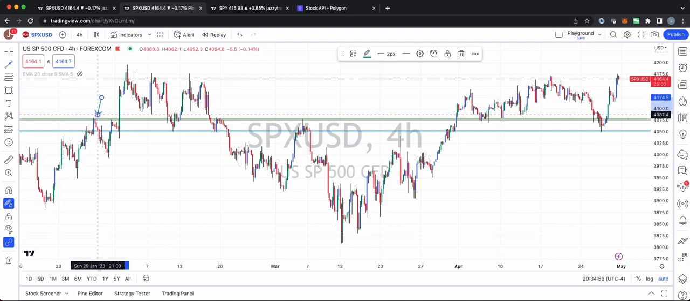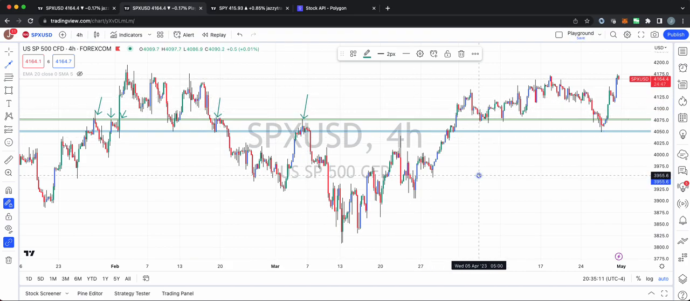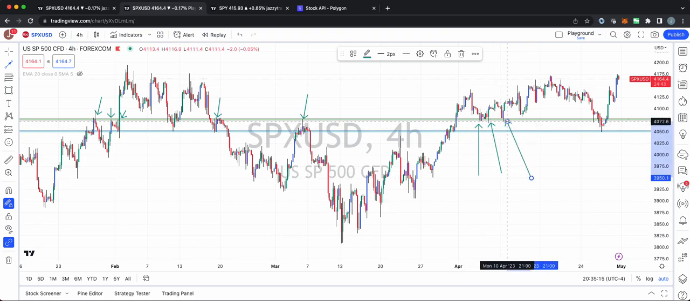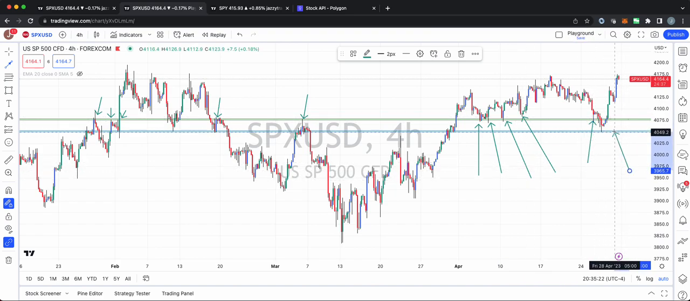So rejection, rejection, rejection, consolidation here, multiple rejections, huge rejection, bounce, bounce, bounce, higher low above it, bounce, small bounce, huge bounce. How many did you count? 1, 2, 6, 7, 8, 11.